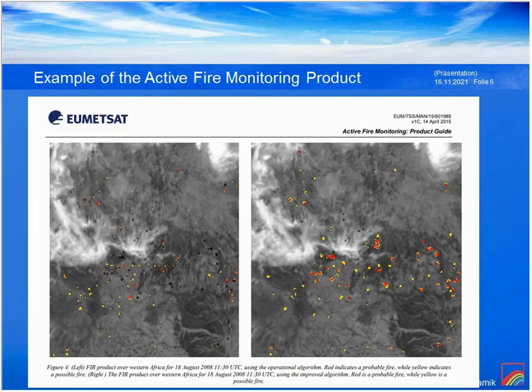It relies on an algorithm that uses the 3.9 micrometer channel, and it gives you two kinds of outputs, red for a probable fire and yellow for a possible fire. So different probabilities. Red is higher probability and yellow is lower probability. It works fine for the Mediterranean region, it works fine for Africa, but it never worked, unfortunately, for Austria. Still, the physics behind are well, and probably the resolution is too coarse. I hope with MTG we will get a better resolution and also a better fire product.